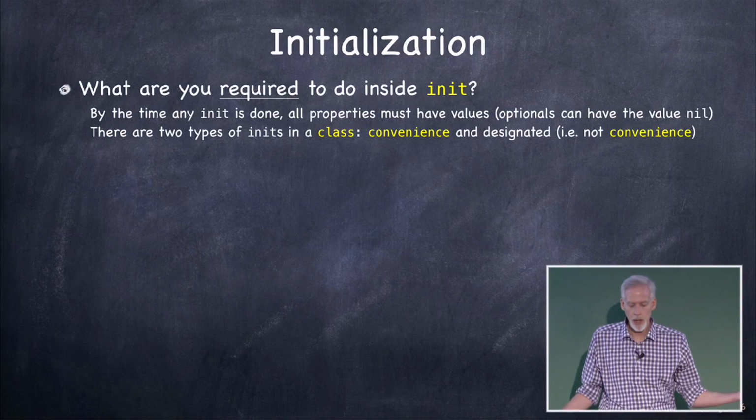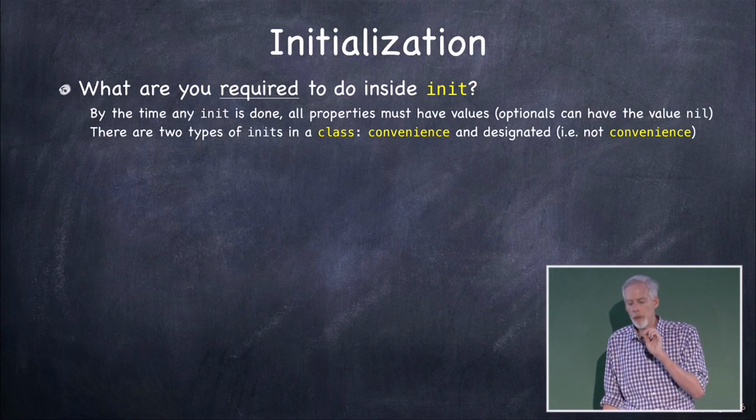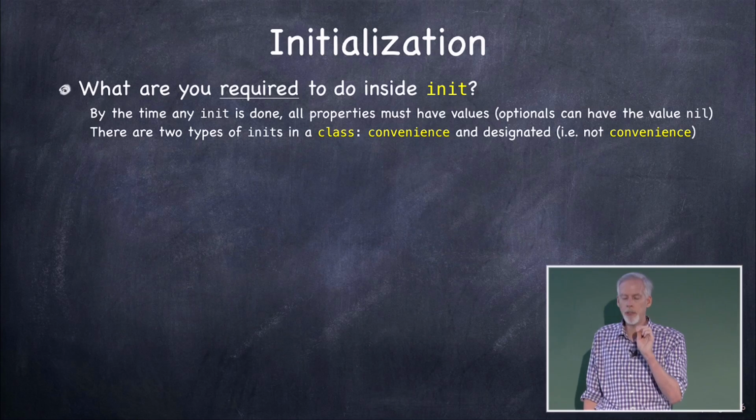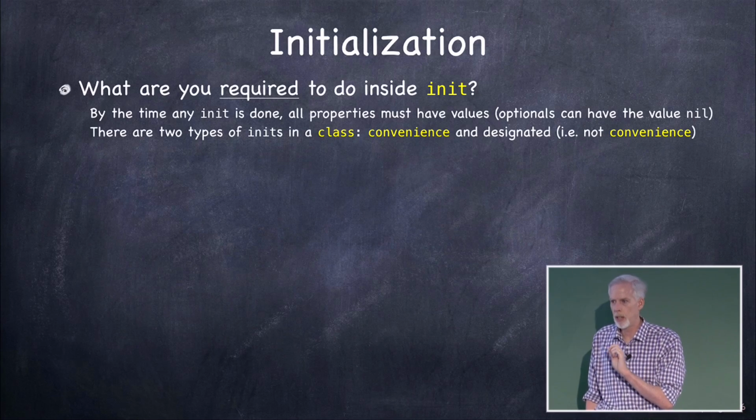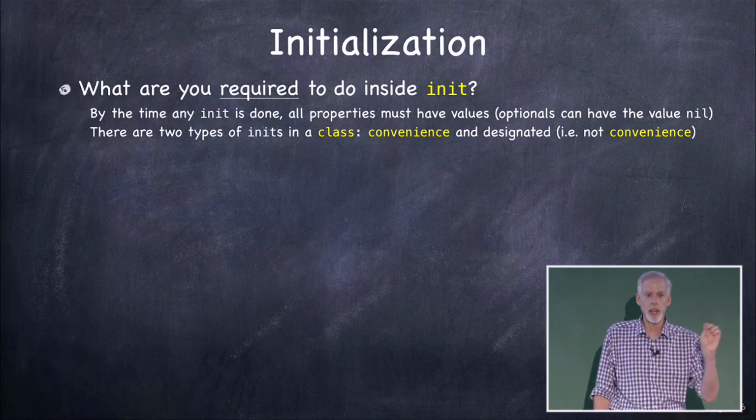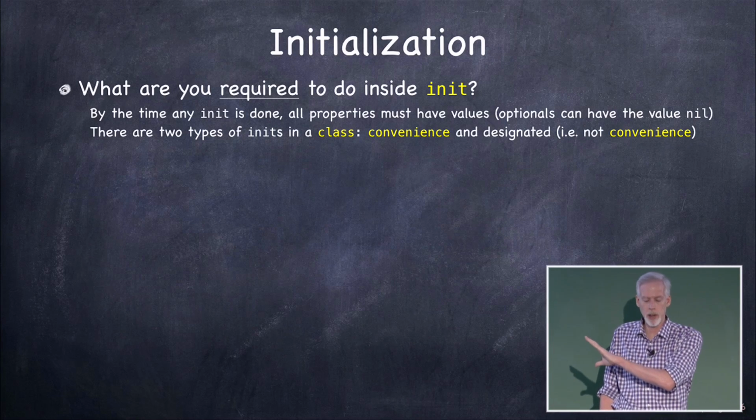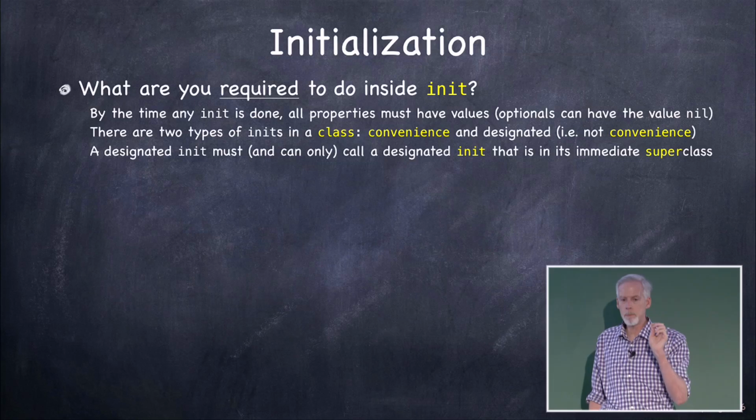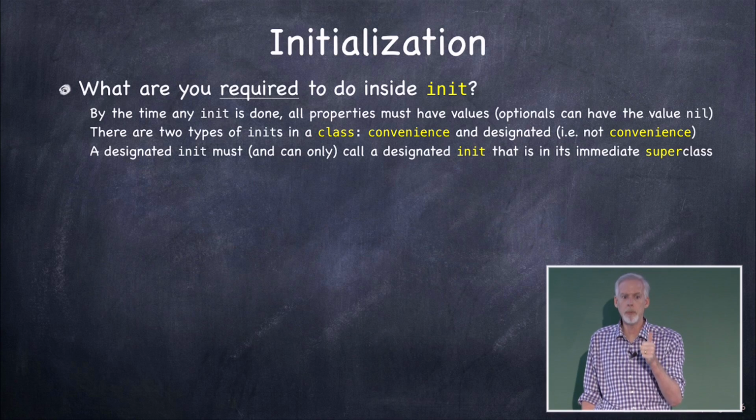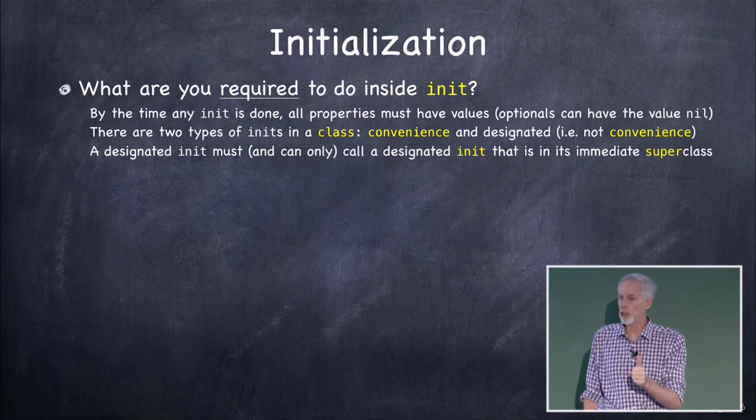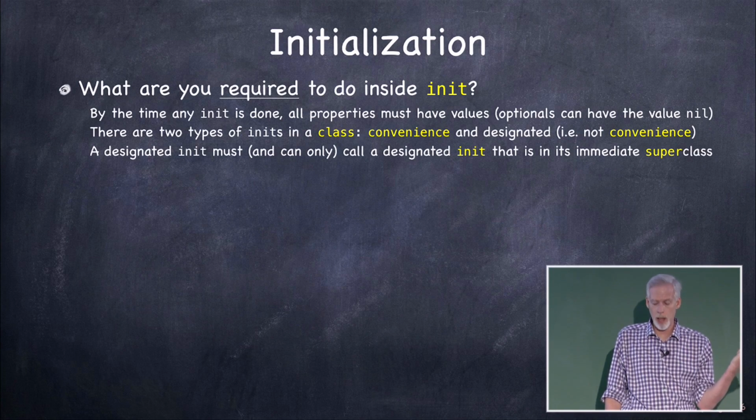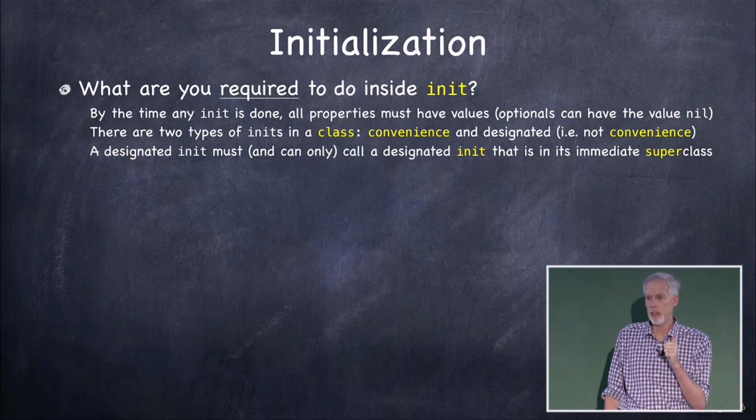That's fine. Now, there are two types of init methods in a class: convenience initializers and designated initializers. Designated initializers are not marked with the word convenience. Convenience initializers say convenience init in their declaration. A designated initializer must and can only call a designated initializer in its immediate superclass. So a designated initializer can't call a convenience initializer in its superclass, and it can't call a convenience initializer in its own class. It must call a superclass's designated initializer.